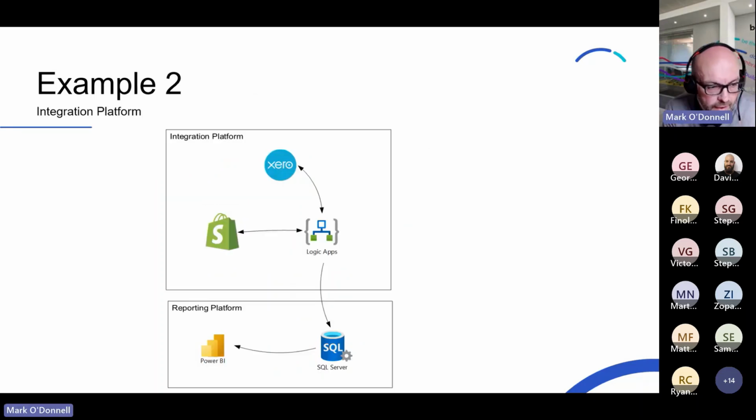The second example I have is really the integration platform that I was talking about earlier. So this pattern's based on what we talked about, and what I've shown here is that Shopify and Xero both integrate to the platform that's represented by that logic app box. Although I've shown it as one logic app here, in reality it would probably be a few of them, maybe half a dozen. And in reality, you might want to use other components in there to increase the robustness or scalability, depending on the size of what you're trying to do. Things like Service Bus or Event Grid.